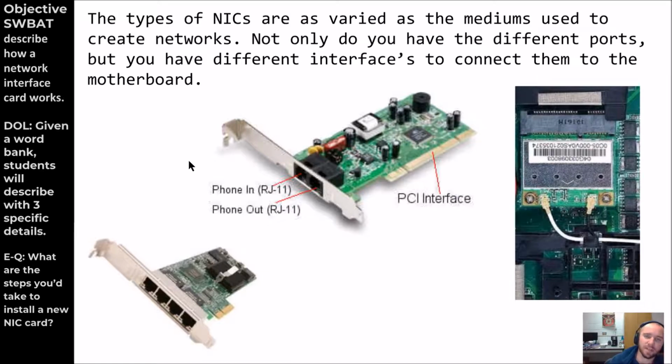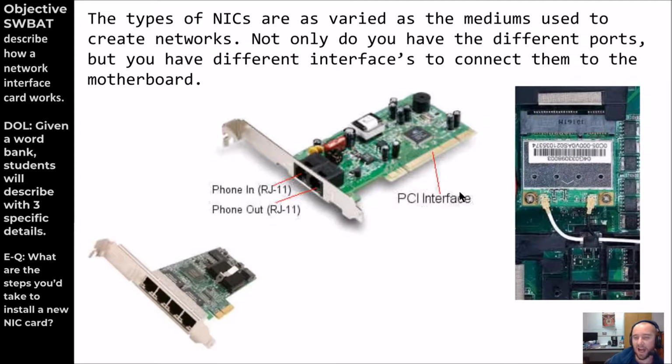So the types of NICs are as varied as the mediums used to create networks. Remember mediums, when I say that, I could talk about a copper wire as a medium for transferring ones and zeros. I could talk about a radio signal or radio wave, or maybe a light. If we're talking fiber optics, we're talking about ones and zeros coming in the format of light. So not only do you have different ports on network interface cards, but you also have different interfaces on the NIC itself to connect them to the motherboard.